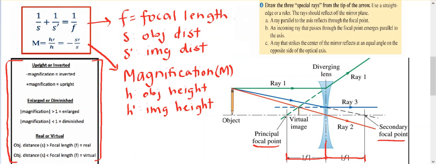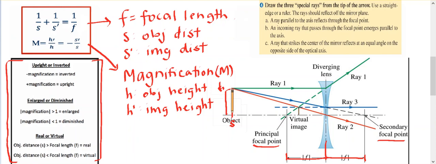Now, when we have the object's distance, so from here to here is the object's distance S, we can place the object on the x-axis, and so if we were to go from here to here for the y, we would find h for the object's height. Now how do we find S prime and H prime? We use a ray diagram.